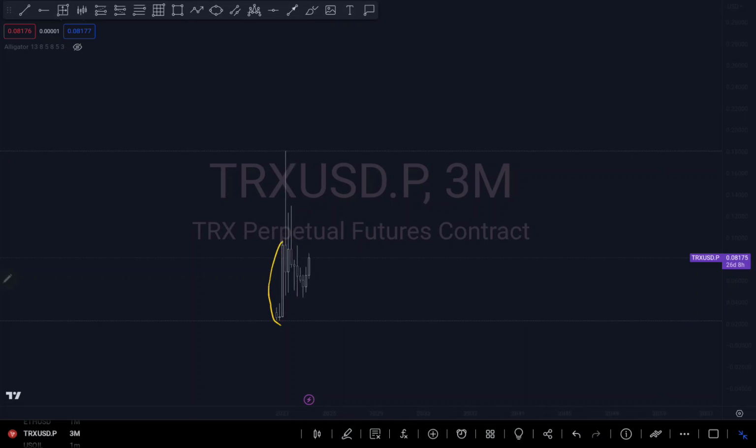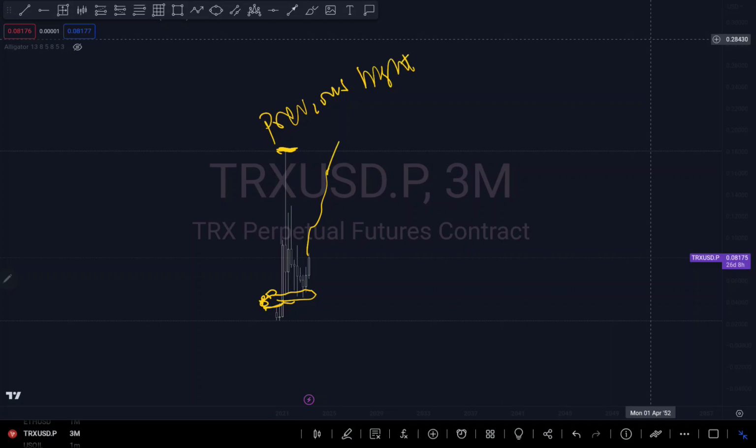We can see there was an impulse move around that area and a breakout structure around this area, and we broke the structure. And after breaking the structure, we came back to retest that structure. So that's showing more of a bullish direction as of right now. So I'm seeing it coming up to at least this previous high.